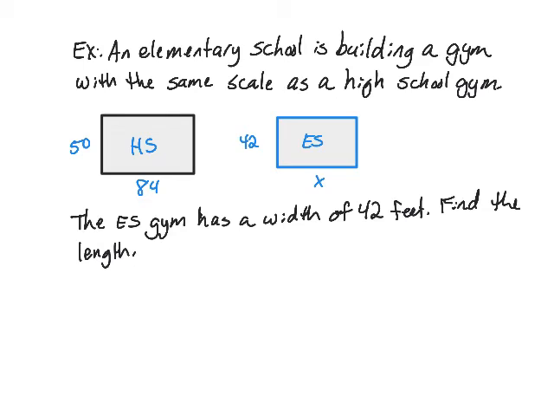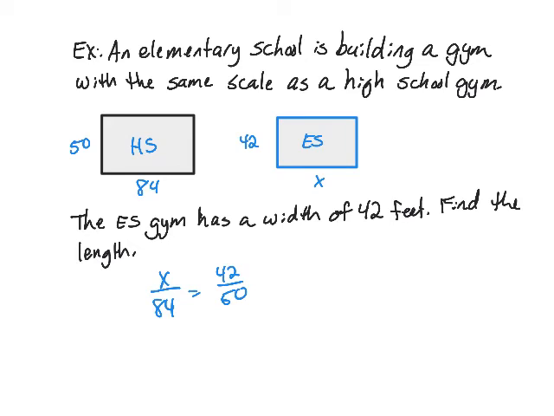So here's another kind of word problem. This is another one that's from your book. An elementary school is building a gym, and they want to have the same relative scale as the high school gym. But the high school gym is bigger because in the elementary school you only have a width of 42 to work with. And we want to find the appropriate length that will keep this in the same scale as the high school gym. So again, you can do corresponding sides and set up a proportion. X over 84 is equal to 42 over 50, and then you go from there.